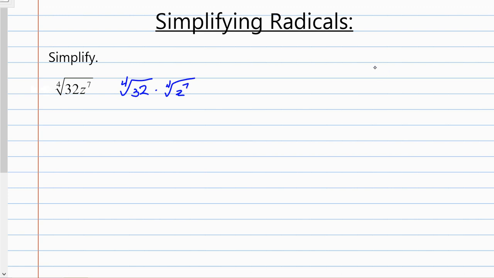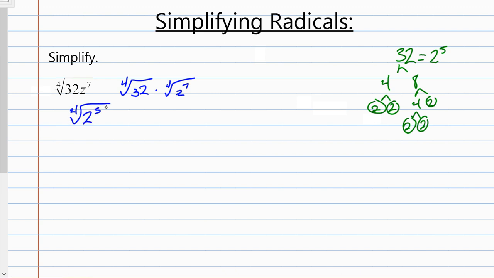And one more time, I'm going to write out the factor tree for 32. That's 4 times 8. That's 2 times 2. 4 times 2. 2 times 2. And when I look at all my 2's, I get a 2 to the 5th for that 32. So when I come over here, I have really the fourth root of 2 to the 5th times the fourth root, that needs to be an index, of z to the 7th.